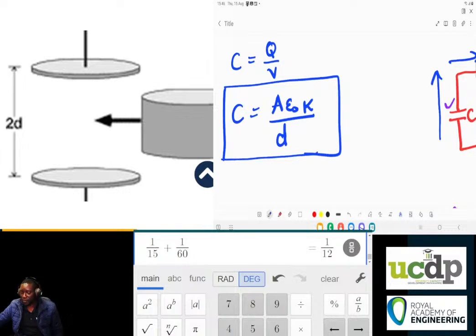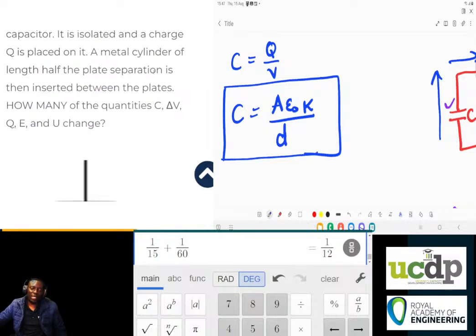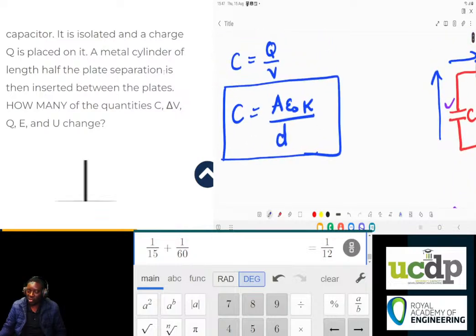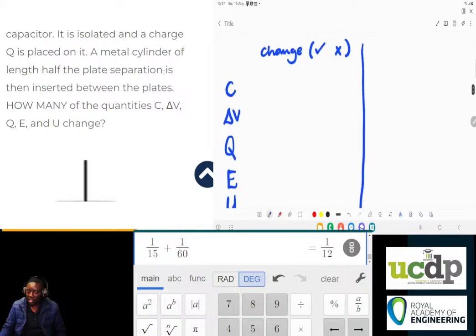You get the sense? Okay. All right, but anyway, back to the question. If we introduce this material with a different dielectric constant, does it affect the capacitance? Yes, it's going to affect the capacitance because it introduces that factor, the K. So the capacitance will change. We can say it changes, we will tick.